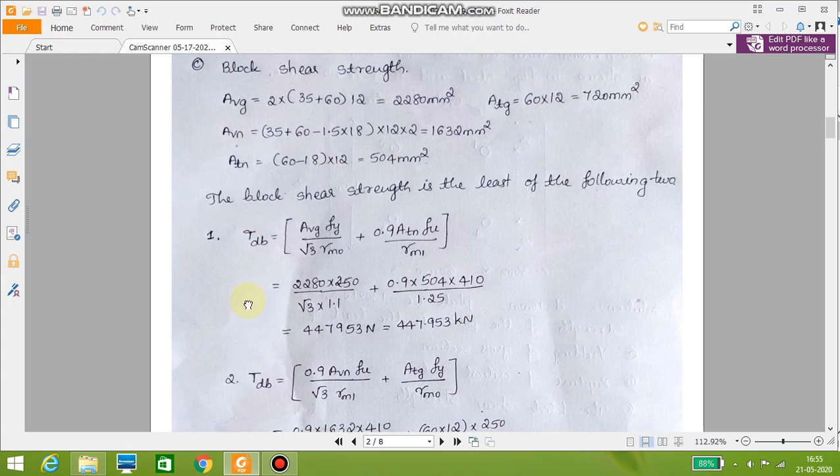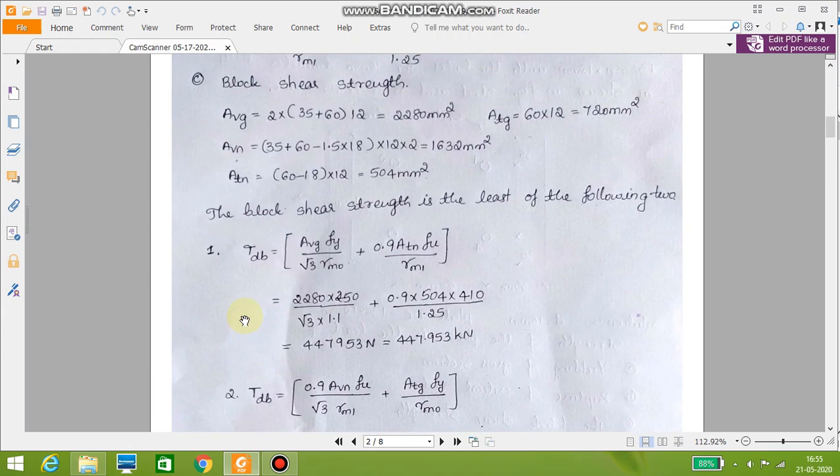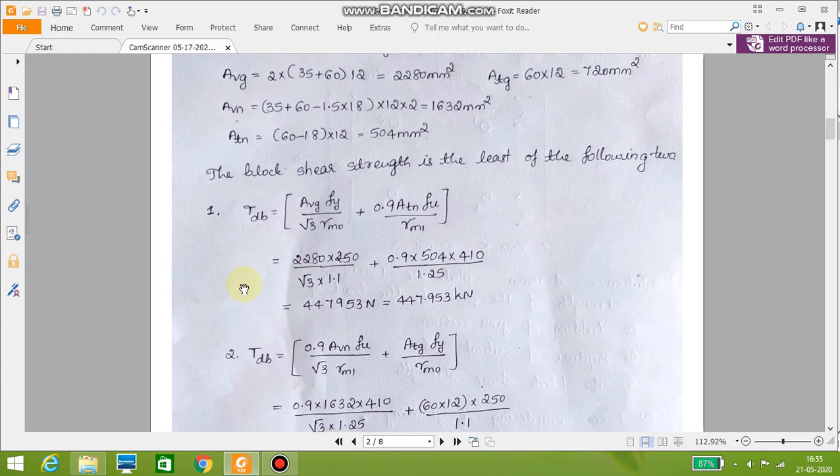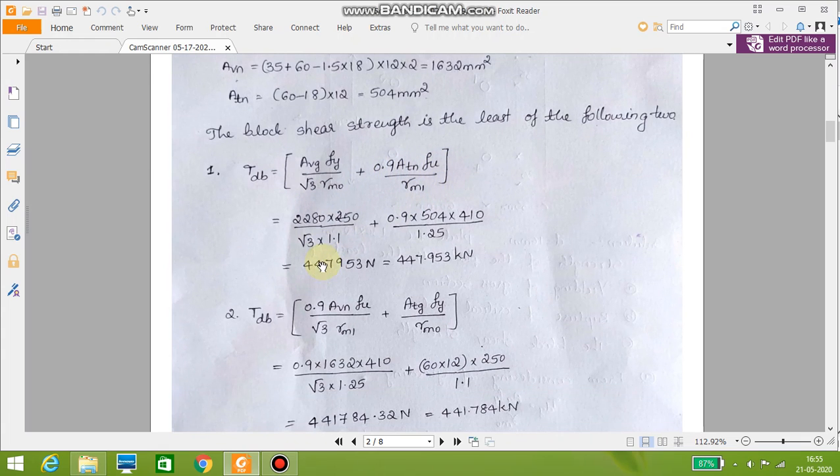Now, once you calculate AVG, AVN, then ATG, ATN, the calculation of block shear strength is remaining. So TDB1 equals AVG into Fy divided by root 3 gamma m0 plus 0.9 ATN Fu divided by gamma m1. Let us substitute all the data and we get 447.953 kilonewton.